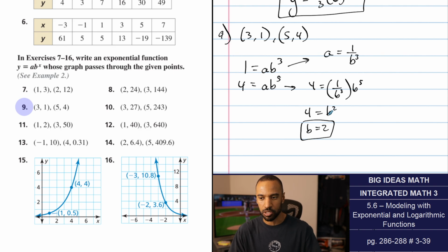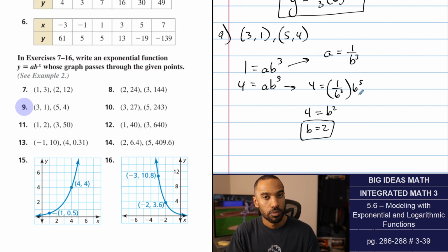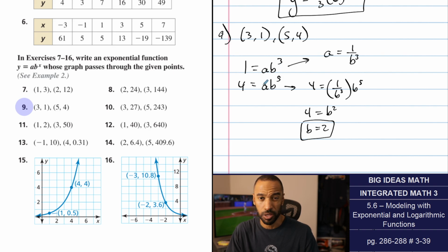That's what I was saying. I think b is 2, and there it is. Not plus or minus 2. You can't have negative b values. You can't have negative, 0, or 1 as your b value in an exponential function. Otherwise, it's not exponential.